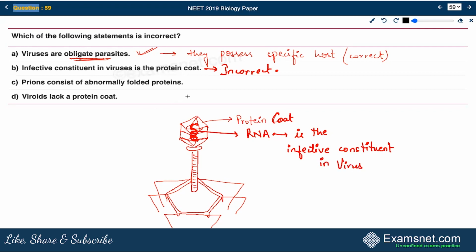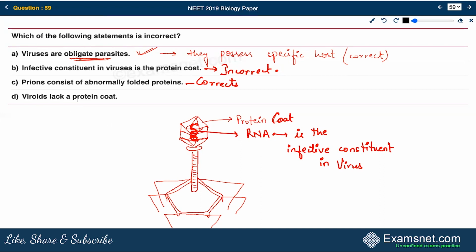Clear? Now, prions consist of abnormally folded proteins. Yes, this is also a correct statement. Prions are those particles or agents that cause infections through proteins. They are also called proteinaceous infectious particles. That means they cause infection through their proteins but not through genetic material, because they do not have any kind of genetic material.